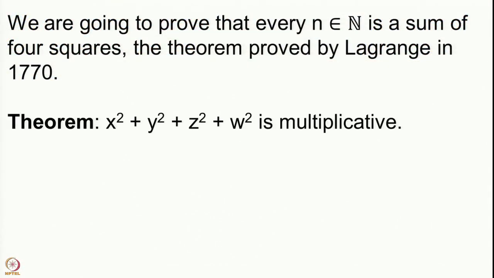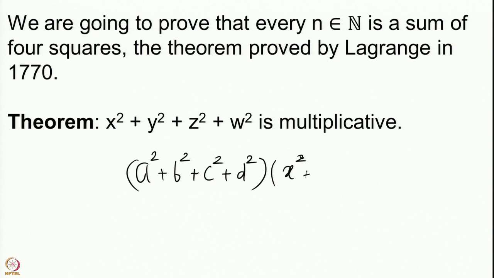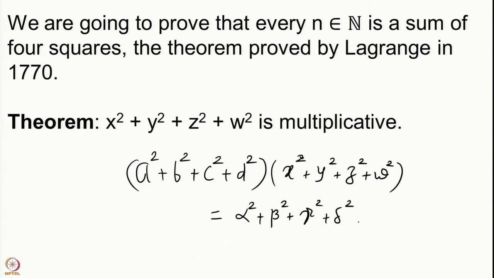The first one that we have proved is that this form is multiplicative. That means if we take two numbers which are sums of 4 squares, so suppose we have a square plus b square plus c square plus d square and we multiply this by x square plus y square plus z square plus w square, then this is again a sum of 4 squares, alpha square plus beta square plus gamma square plus delta square.